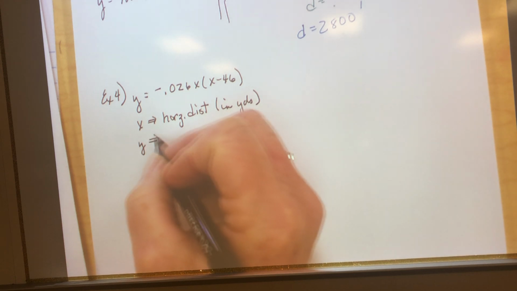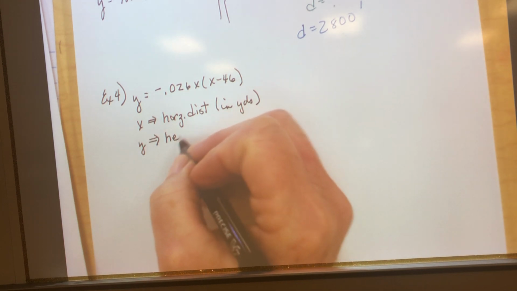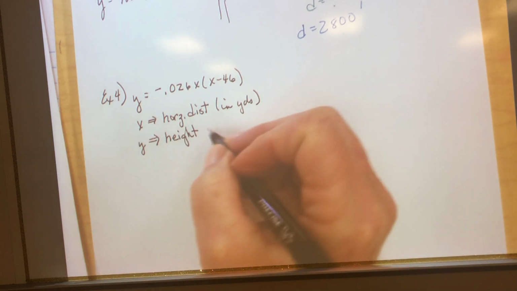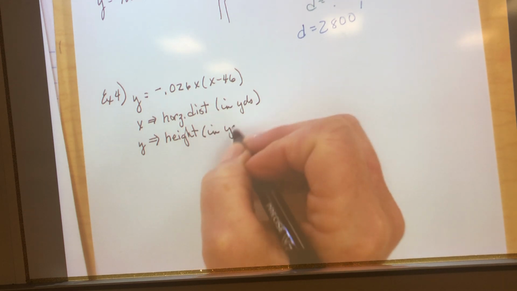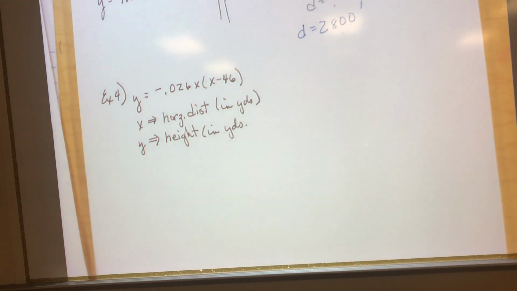Y represents the height, and it is also in yards. Okay, the path of a place-kicked football. So a place-kicked football is a football that's put on a tee. That's when they kick those at the beginning of the game, or at the beginning of the 3rd quarter, and anytime someone scores a touchdown, then the other team kicks a place-kicked football.